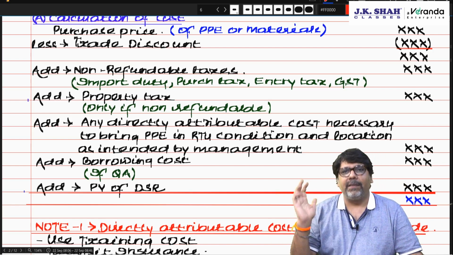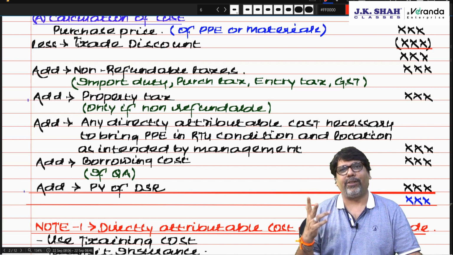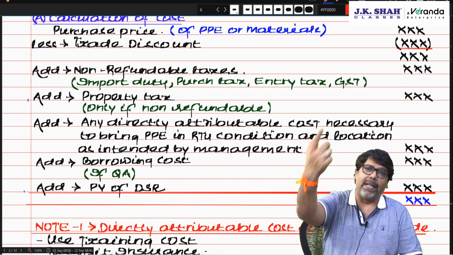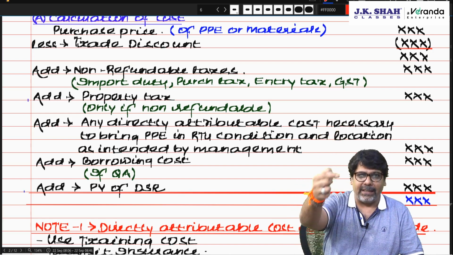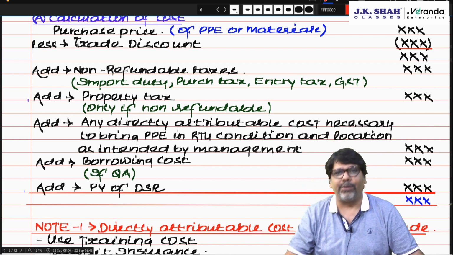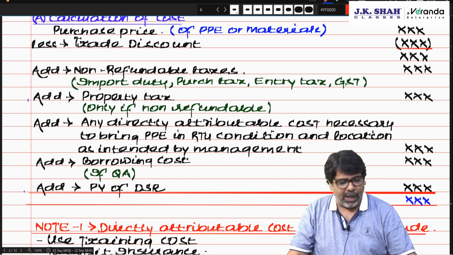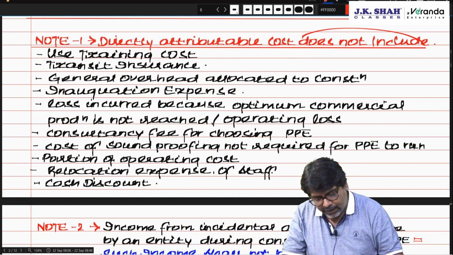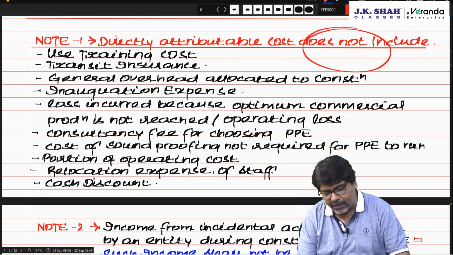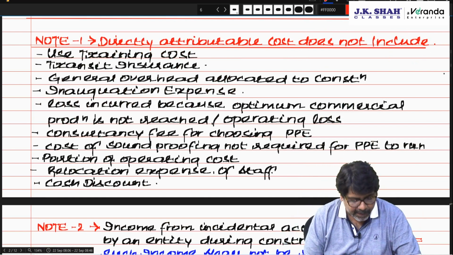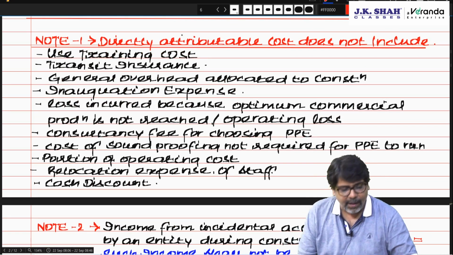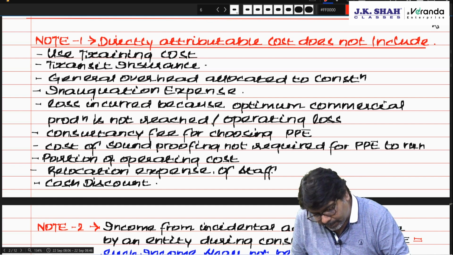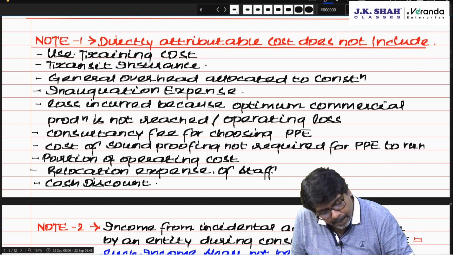So decommissioning means removing the asset. Site restoration means bringing the site to its original form. Any expenditure which will be incurred in future for decommissioning and site restoration, its present value should be taken while calculating the cost of the asset. Am I clear? Directly attributable cost does not include these things. Rest everything is included. Now, user training cost.